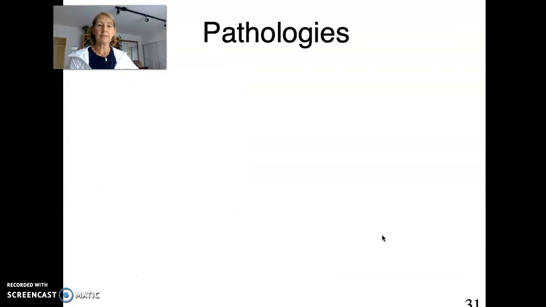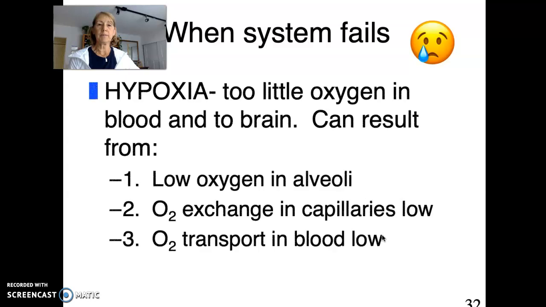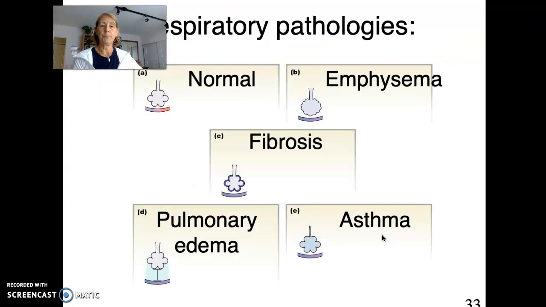Some pathologies that I want to show you. What happens when the system fails? Hypoxia, too little oxygen in the blood into the brain. It can result from low oxygen in the alveoli. Not enough is coming in for lots of different reasons. Oxygen exchange in the capillaries is low. Something's happening that the capillaries are not able to receive that. Or the transport, something's wrong with the transport.